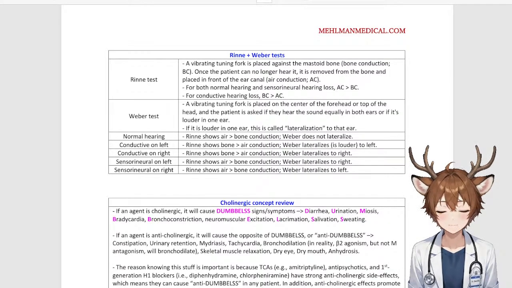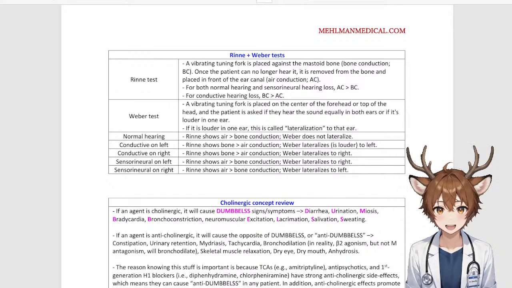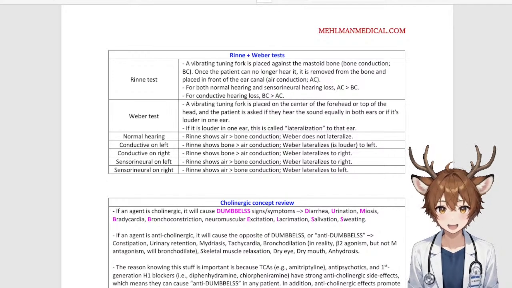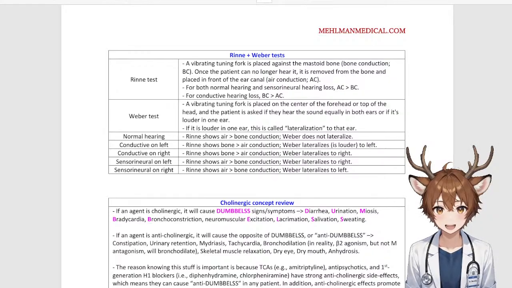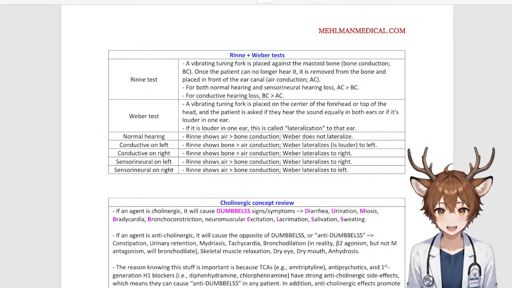Conductive on the right is basically the inversion of that. Rinne still shows that bone conduction is greater than air conduction, and the Weber will lateralize this time to the right, because it's on the right side, and that's the louder side.